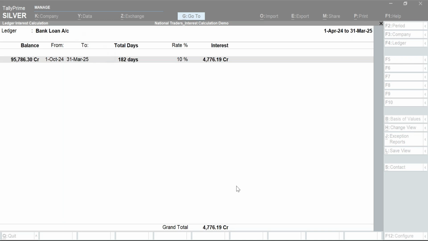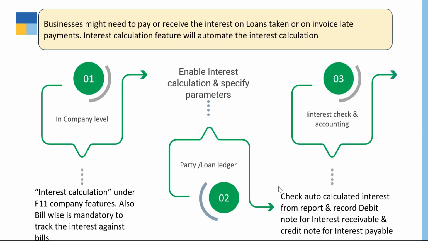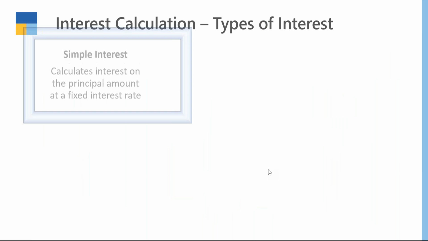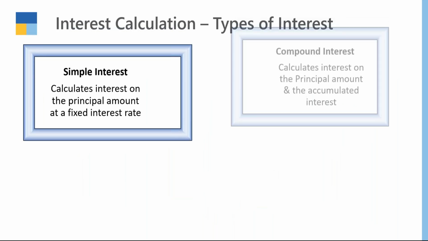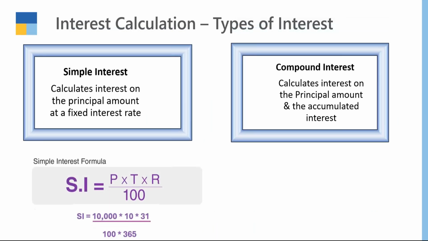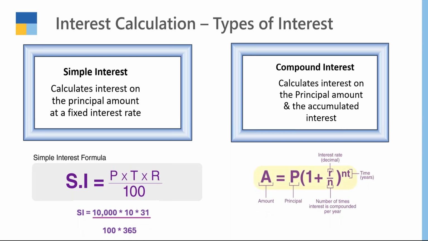Okay, so I hope all these three steps are clear to you. And types of interest, as I mentioned, we have simple interest and compound interest. And these are the formulas that we apply so that the simple interest and compound interest will be calculated based on the configuration that has been set in Tally.